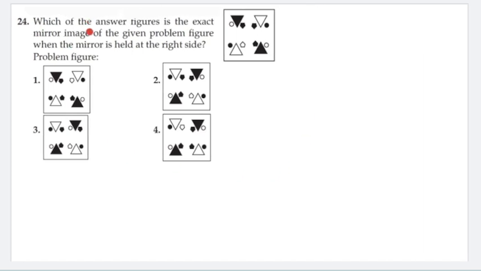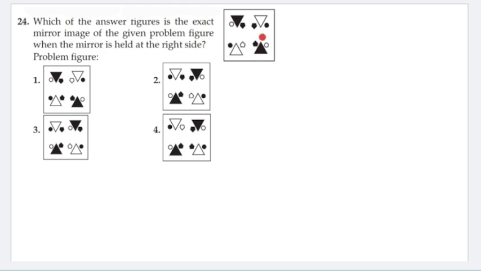Now moving to the 24th question, which of the answer figures is the exact mirror image? Again mirror image is asked, so mirror is to the right side. So here also we can see the non-colored one, so that should come first here, and the second should be this colored one. So the first non-colored one is second and third and fourth options.